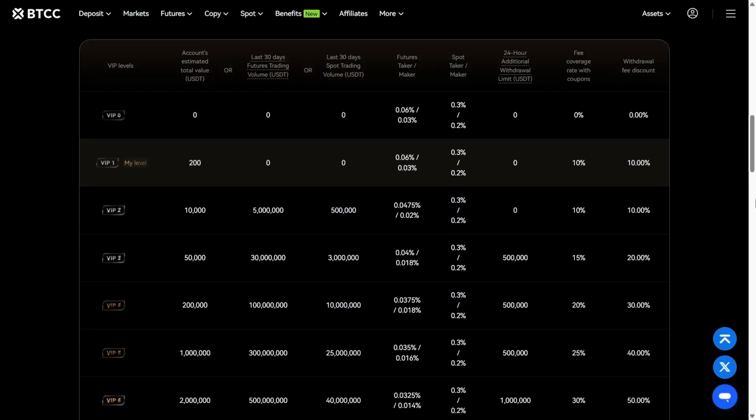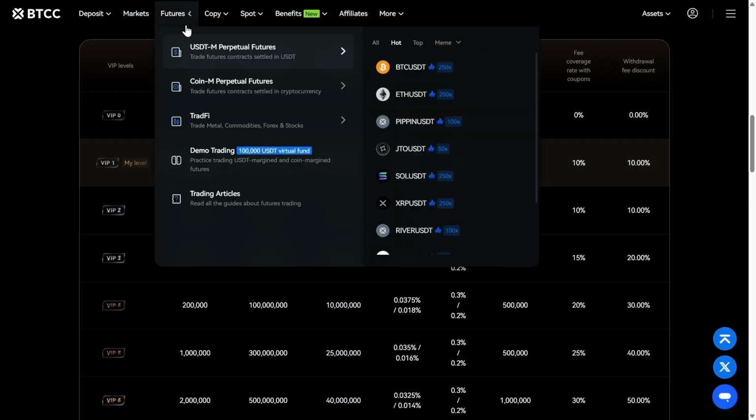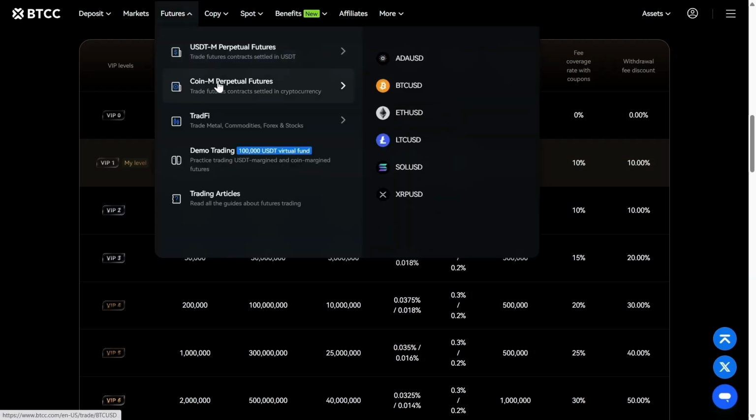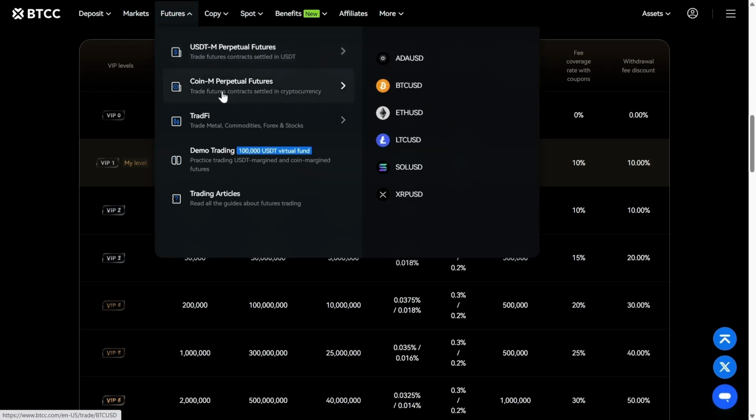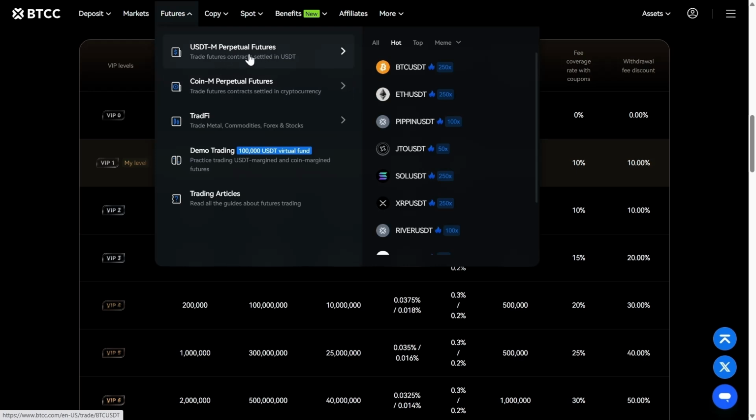Now that we understand our trading fees, next we want to understand the difference between USDT-M and CoinM. USDT-M futures means you are trading with USDT, so basically dollars, and all your profits and losses are in USDT, while CoinM futures means that you are trading with crypto, like Bitcoin, and your profits are paid in that crypto. So the easiest way to think about this is USDT-M is like a dollar account, whereas CoinM is a crypto account. For this tutorial, we will be trading futures with USDT, and I do recommend that all beginners stick to USDT.